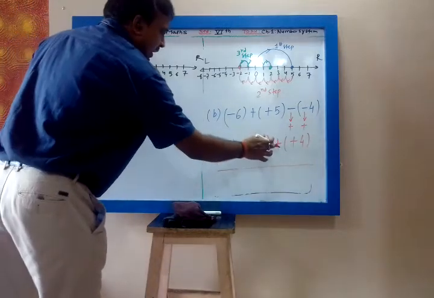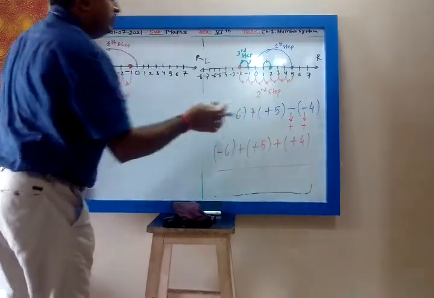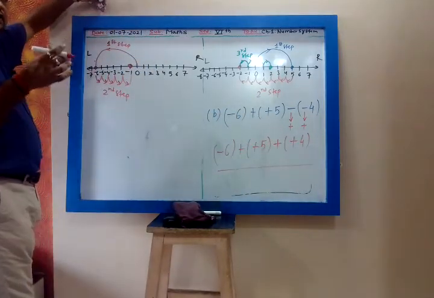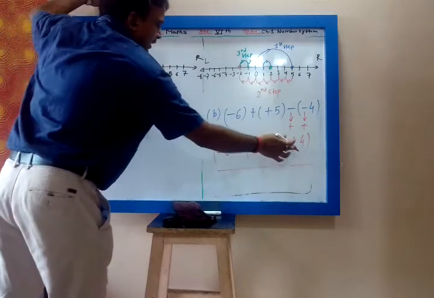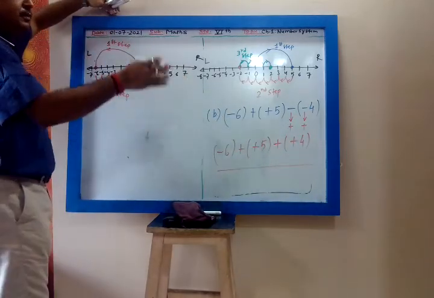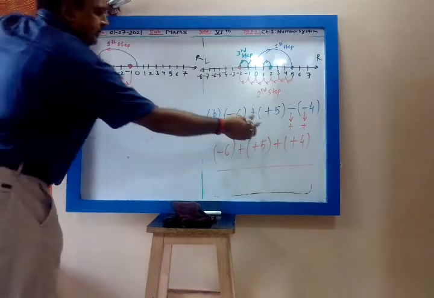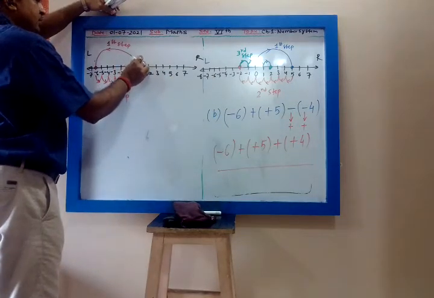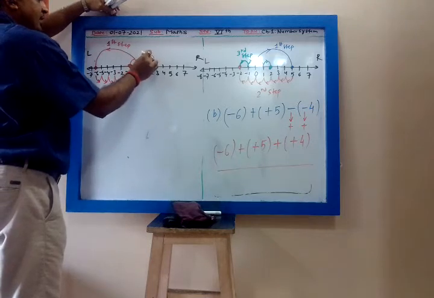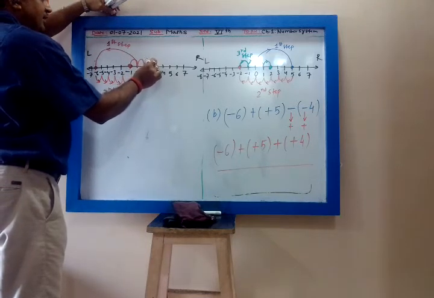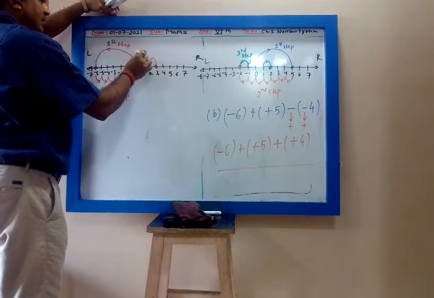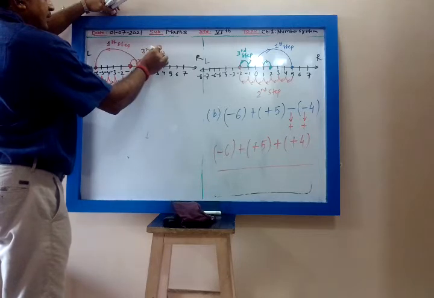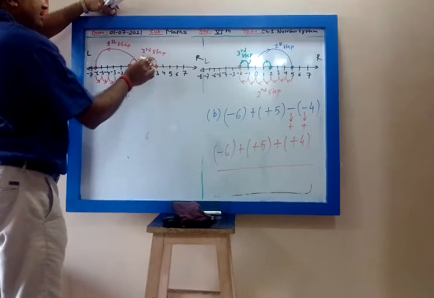Then again we want to add plus 4 to it. It is plus 4, so again, it is very much clear, my dear. To add plus 4, again I will make a jump of 4 steps to the right because it is plus 4. So 1 jump, then 2 jump, then 3 jump, then 4 jump. Yes, the answer will be plus 3. So this is my third step. The third step answer is plus 3.